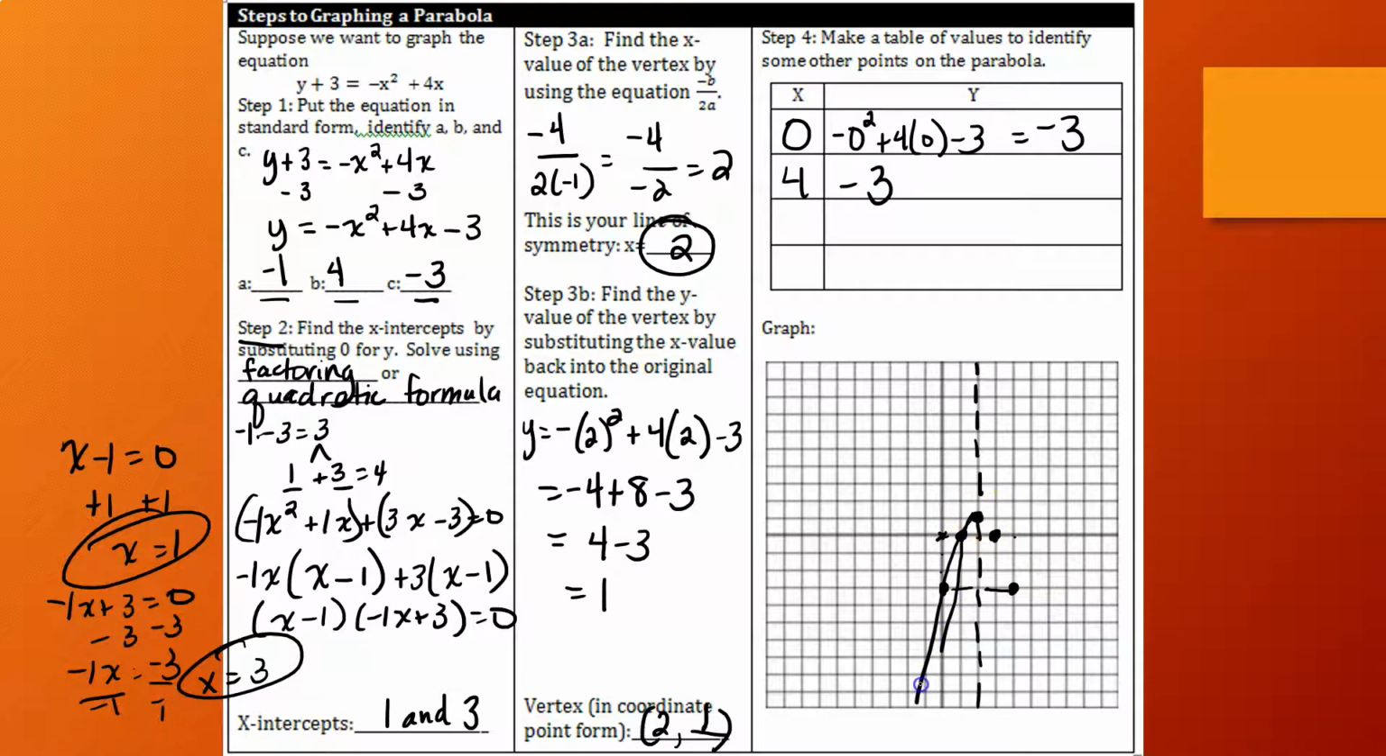Oops, sorry, that's not a very good curve. And so I can flesh out my curve there. I always put arrows on the end to show that it keeps going on forever.